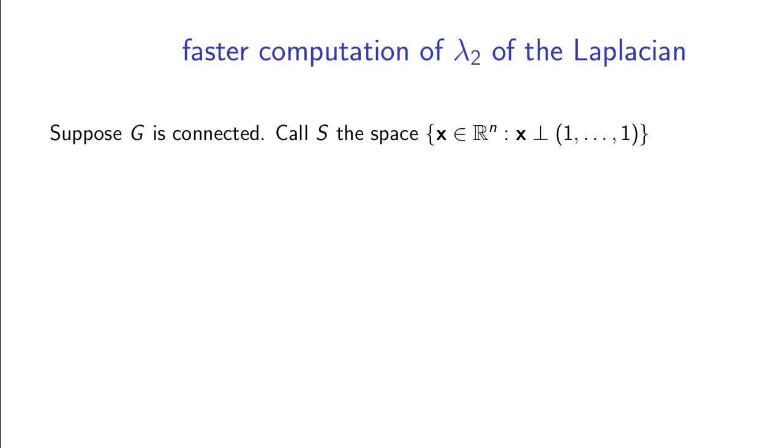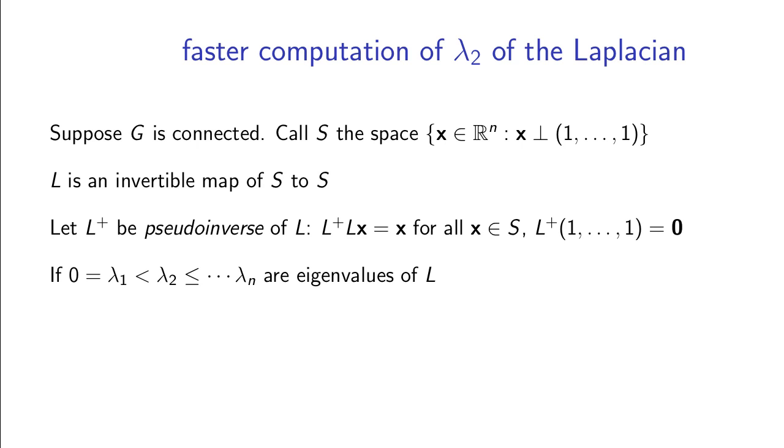So if G is connected, and we consider the space of vectors that is orthogonal to the all one vector, then on this space, L is an invertible linear transformation, because on this space, all the eigenvalues are strictly positive. Being an invertible linear transformation, it means that it has an inverse. So there will be some matrix L plus, which we call the pseudo-inverse of L, such that L plus inverts L for all vectors x that are orthogonal to the all one vector. And L plus will output 0 on the all one vector.